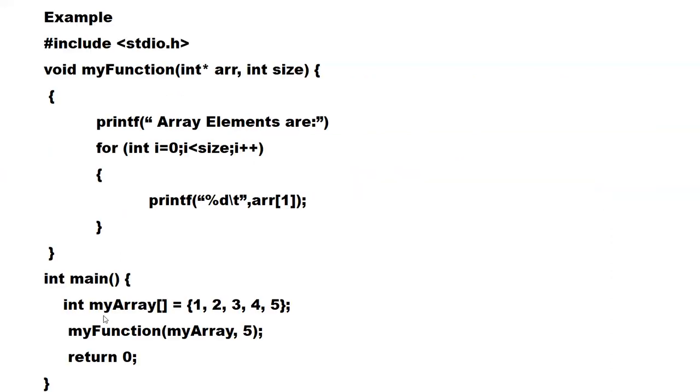Here you can see that my array is an integer array with values 1, 2, 3, 4 and 5. We are passing this my array to my function. So here we are passing the entire array. Name of the array is given, my array, and its size 5 is given. Since array name is a pointer, the formal parameter should be a pointer, int star array.